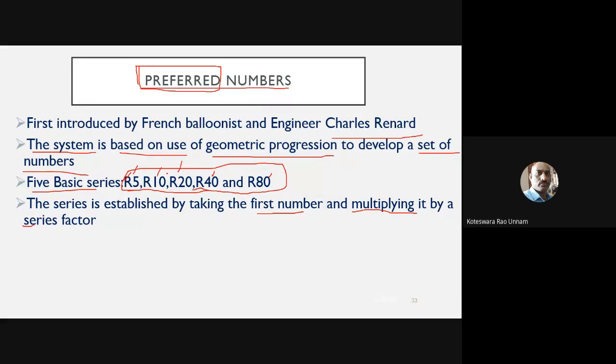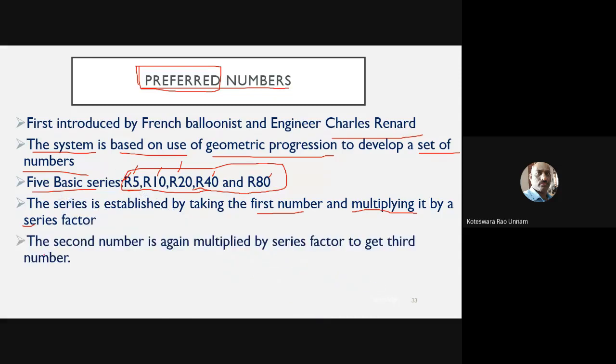Then the second number in the set is obtained just by multiplying the first number by the series factor. Then the third number is the second number multiplied by the series factor. The third number multiplied by the series factor gives the fourth number, and so on. You can get a set of numbers like that. By multiplying the previous number by the series factor, you get the next number in the series. That's what I have written here in these slides.